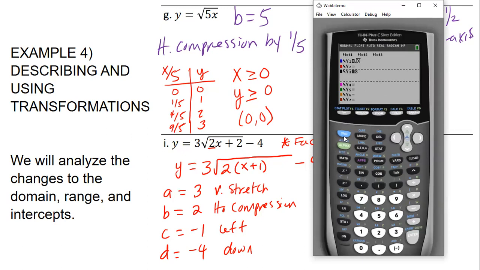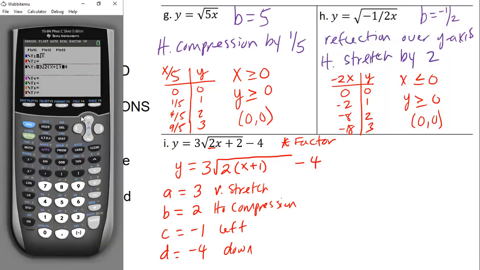I'm going to leave the parent function because everything is based off of that. So we have 3 square root 2x plus 1 close parentheses minus 4. Notice how I made sure I marked my minus outside of it. And let's see. Our parent function comes in first. And then did it do everything we said it was going to do? It did.